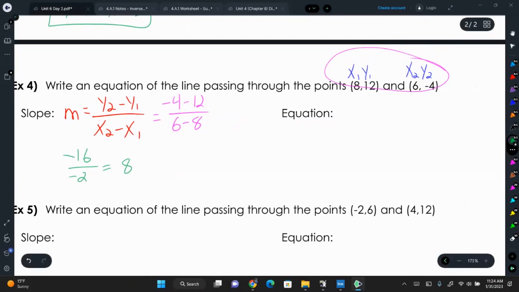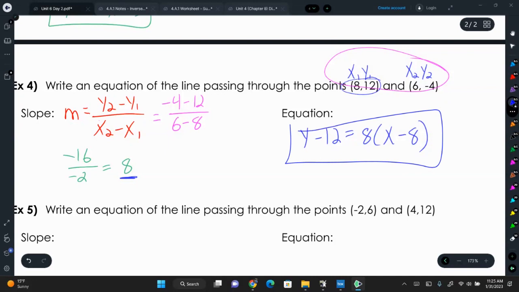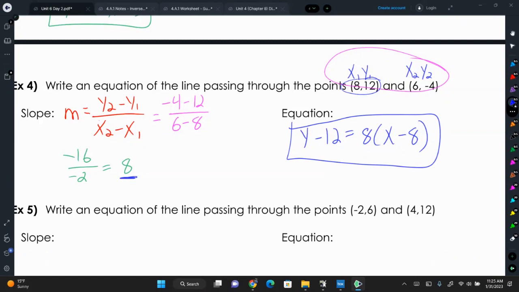Now our equation, we already have x1 and y1 labeled right here. So we can do y minus y1, which is 12, equals m, which is 8. We calculated that as 8, times x minus 8. And that's point-slope form. That's all we have to do. We don't need to distribute that. By calculating the slope at the beginning, we already labeled what x1 and y1 were going to be, which made life a little bit easier.